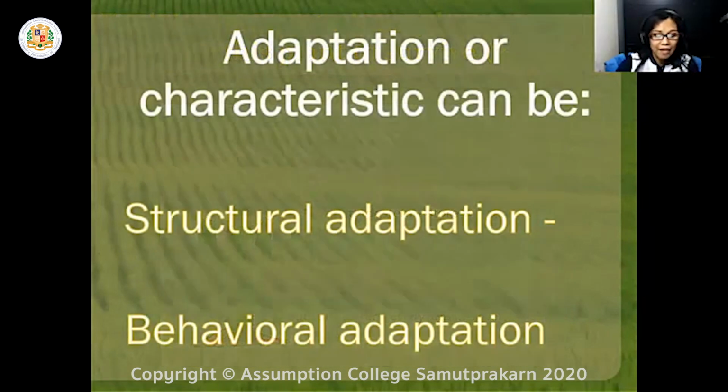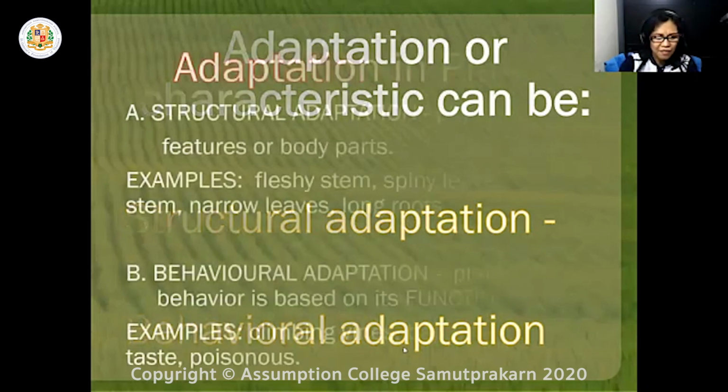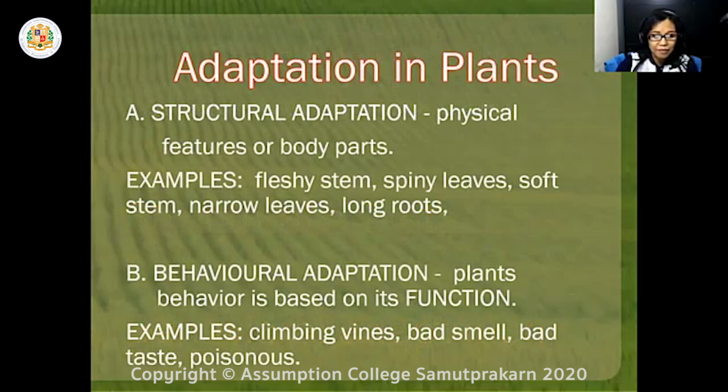All right, adaptation or characteristic has two categories or two types. Number one is structural adaptation. And number two is behavioral adaptation. What is structural adaptation? Structural adaptation is the physical features or body parts of plants. All right? So these are the characteristics of the parts of the plants.